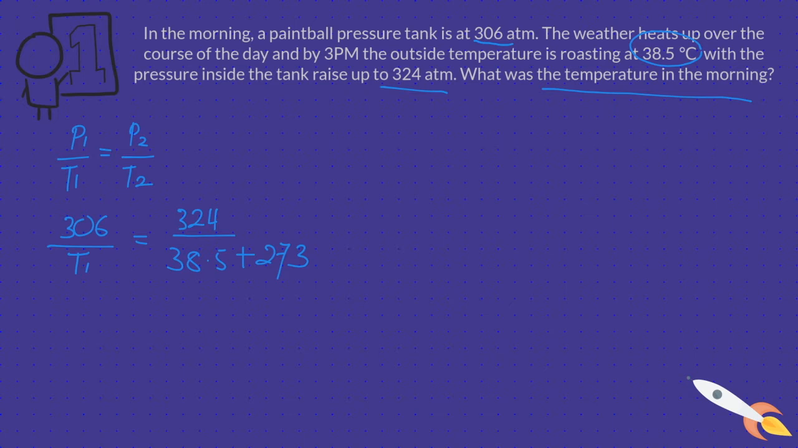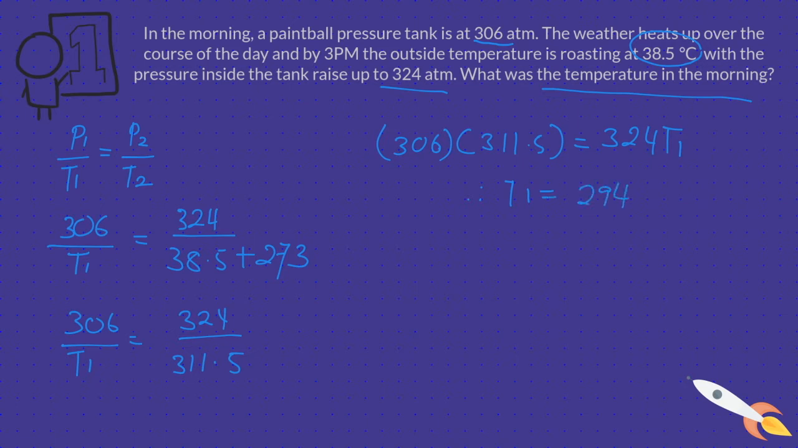Right, so from here you shall get 306 over T1 is equivalent to 324 over 311.5. So therefore, you can calculate T1: 306 times 311.5 is equivalent to 324 T1. Therefore, your T1 is equivalent to 294.1944 Kelvin.